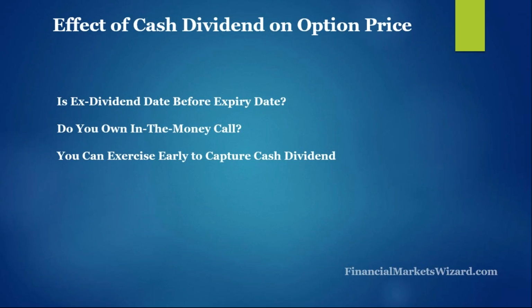So you cannot wait till the expiry date of the option to exercise your option. You say, okay, the expiry date is on 18th of August, I can exercise my option on 18th of August, but the dividend date is on 16th or 17th. So even if you exercise your option, you will not get that dividend. So you have to keep in mind when the ex-dividend date is.